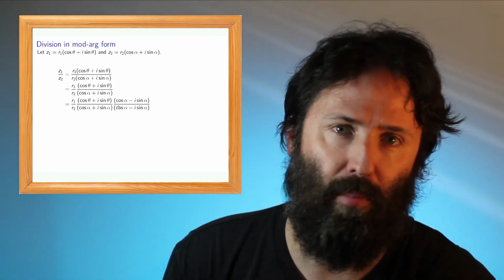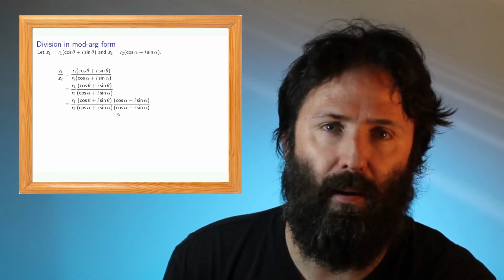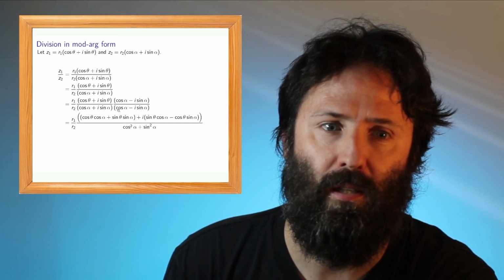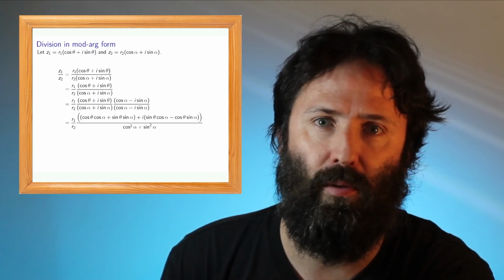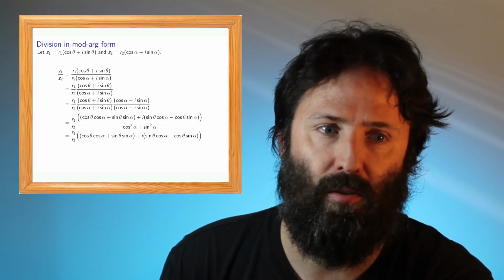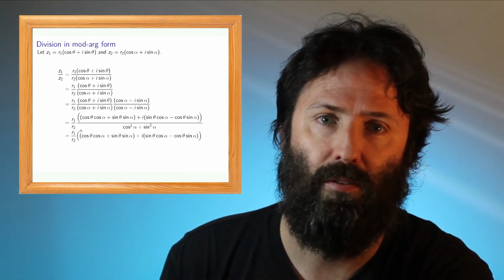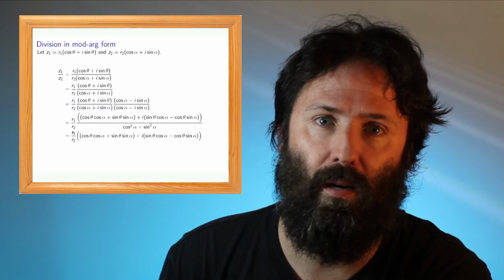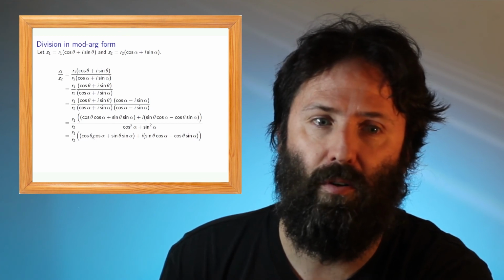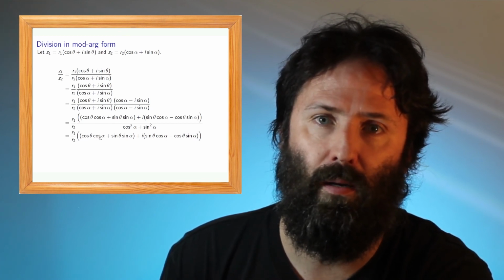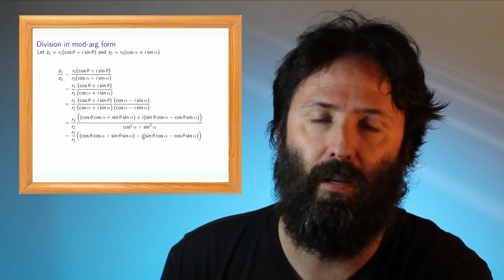Okay, I'm going to expand the brackets top and bottom, and the great thing about multiplying by a conjugate is that the denominator just becomes a real number, cos squared alpha plus sine squared alpha, which is just 1. So that's quite nice. We got rid of the fraction. So far we can see that the moduli are divided, and we've got a real part and an imaginary part here again, just like before.